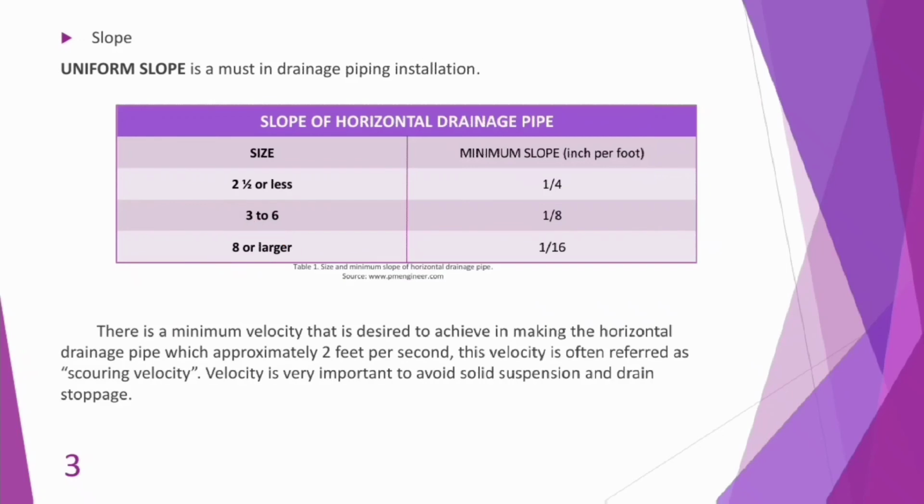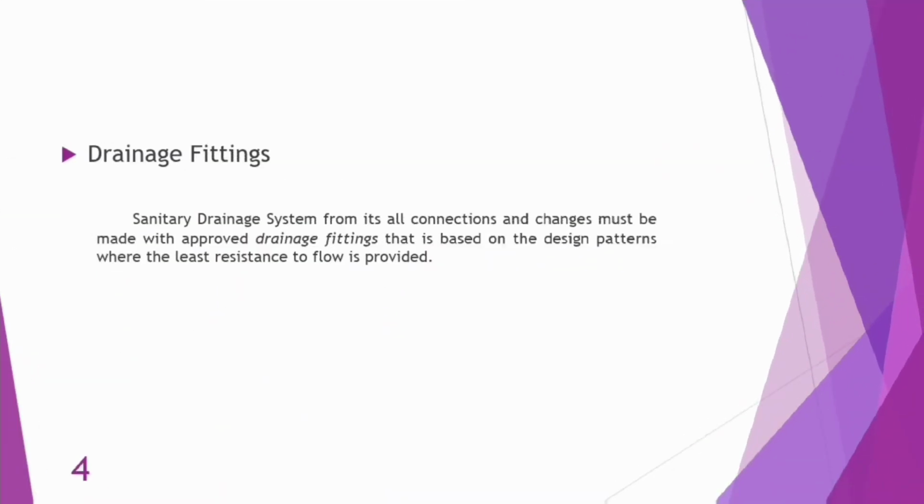A drainage pipe can install greater slopes. For example, a 1% slope is approximately equivalent to 1/8 inch per foot, and a 2% slope is approximately equal to 1/4 inch per foot. Then, let's proceed to drainage fittings.